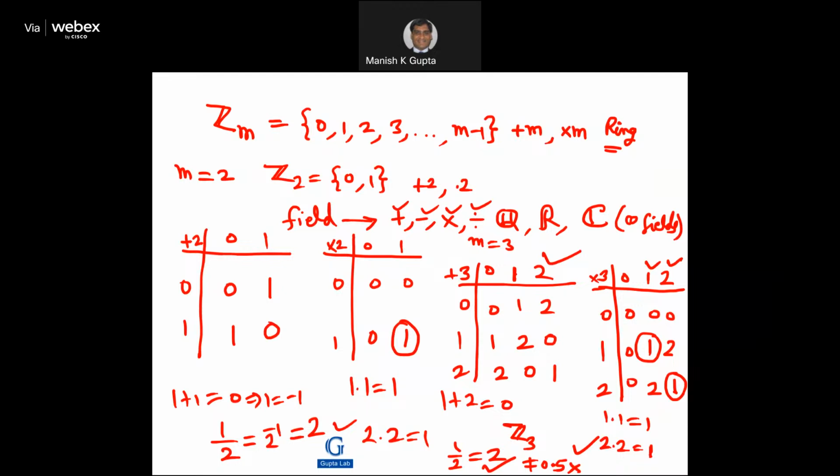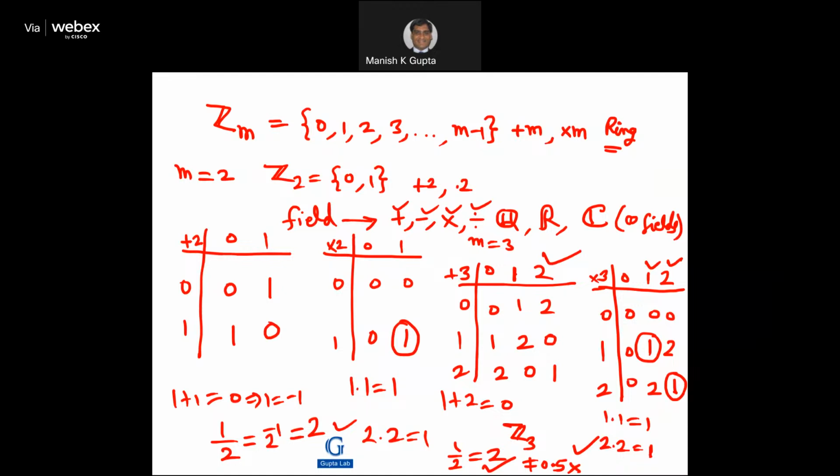With respect to addition, everything looks okay because everything is appearing exactly once. But here I would like to check that every non-zero element in the set has an inverse. So we know that 1 is the only non-zero element, and 1 into 1 is equal to 1. That means 1 is self-inverse, right? So every non-zero element has an inverse, and there is one non-zero element, which has an inverse, right? So this is Z2. Then we can go to Z3.